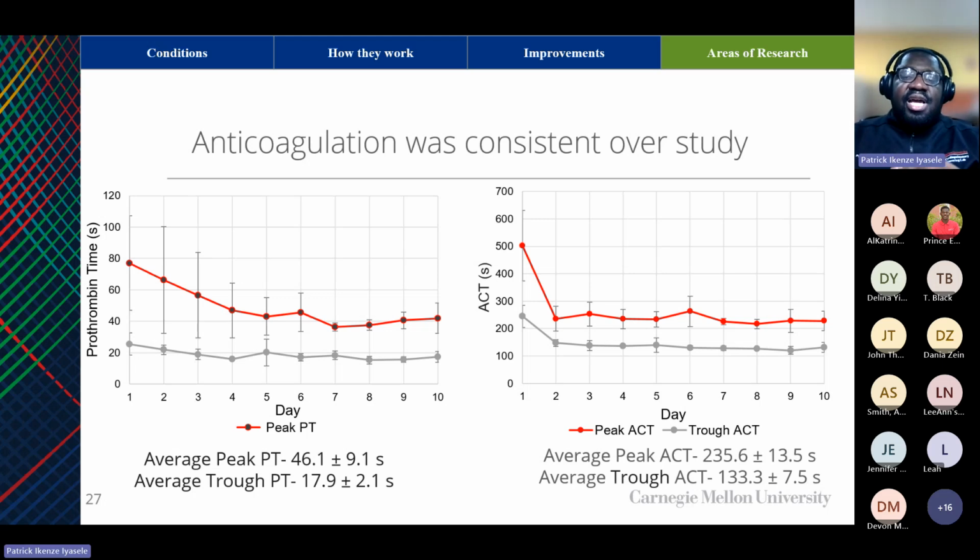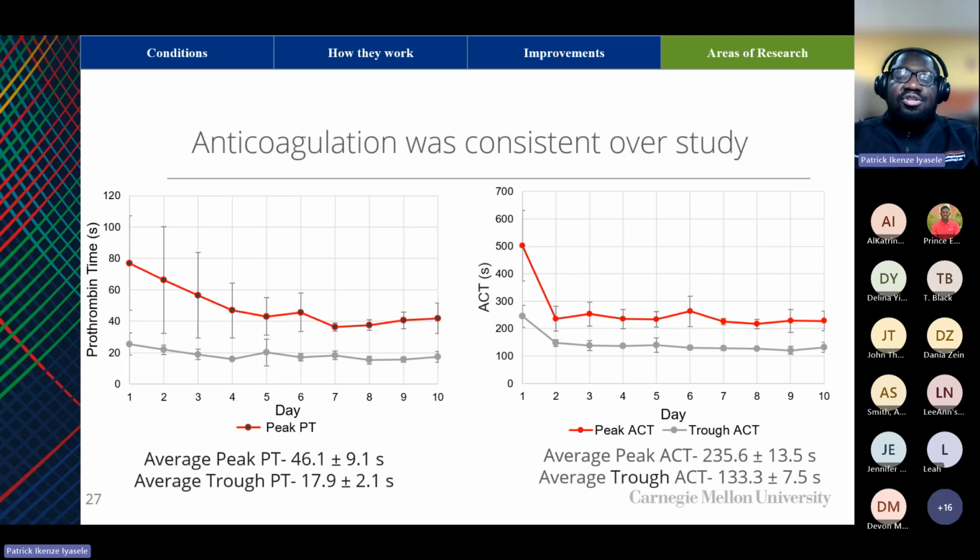During the study, we measured ACT and PT before and after the dose of rivaroxaban, which gives us the peak and trough ACT and PT times. Over the course of 10 days, we maintained an average peak ACT of 235.6 seconds and a trough ACT of 133.3 seconds. This is within the clinical range of ACT desired during ECMO.